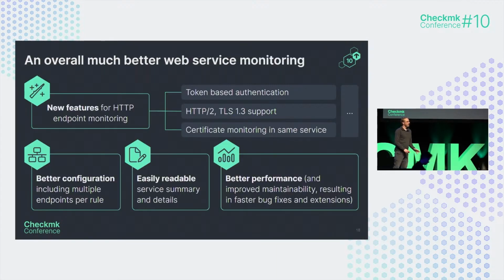So let me summarize the new HTTP monitoring. We already added some long-needed features directly during the rewrite, such as token-based authentication, HTTP 2 and TLS 1.3 support, or the option to include a basic certificate monitoring directly in the same service. We added the possibility of adding multiple endpoints per rule, improved the service summary and details, and even got slightly better performance, especially in scenarios where HTTPS is used. And here we could have stopped, right?